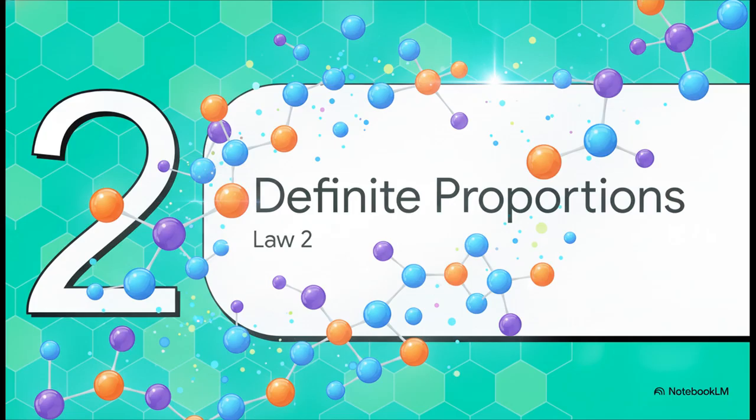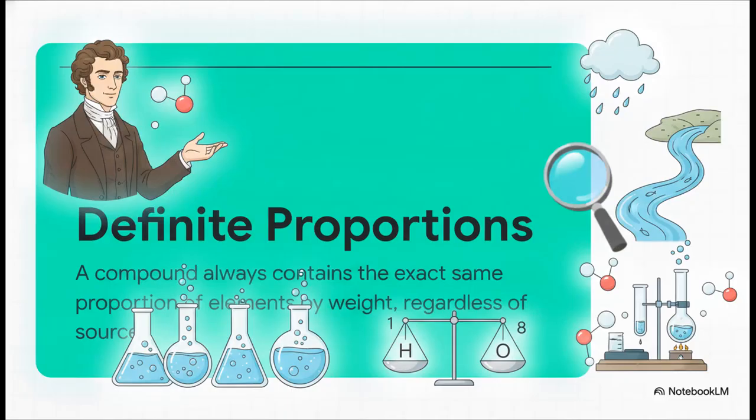Moving right along to law number 2, definite proportions. So now we're shifting our focus from the total mass to the specific composition of a compound. This is the law of definite proportions, originally given by the French chemist Joseph Proust. It states that a given compound, no matter what source it's obtained from, always contains exactly the same proportion of elements by weight. Basically, water is always H2O, combining hydrogen and oxygen in a 1:8 ratio by mass.